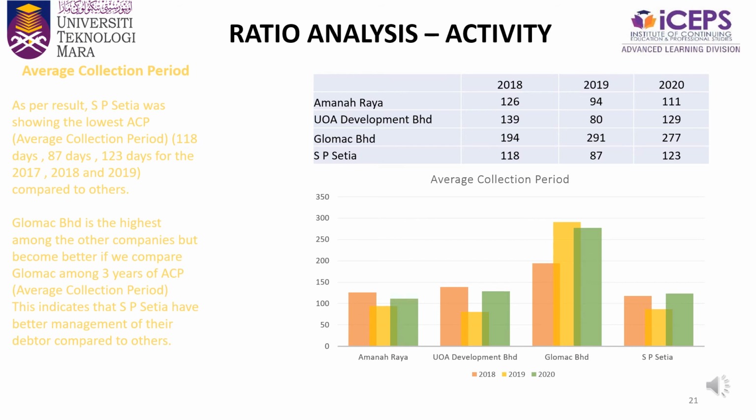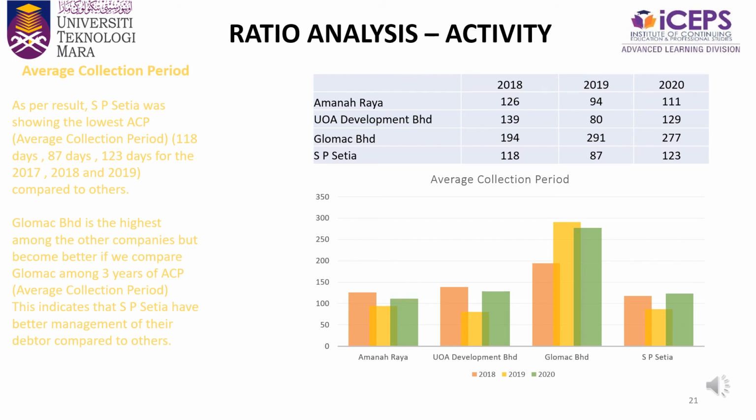My name is Halimatun Saadia binti Anwar, and today I will present to you the analysis for activity ratio, profitability ratio, and market value for our chosen property company. First is average collection period under activity ratio. As per result, in 2018, SP Setia has the lowest days of ACP, followed by UOA Development Berhad in 2019, and in 2020 Amanah Raya has the lowest average collection period.